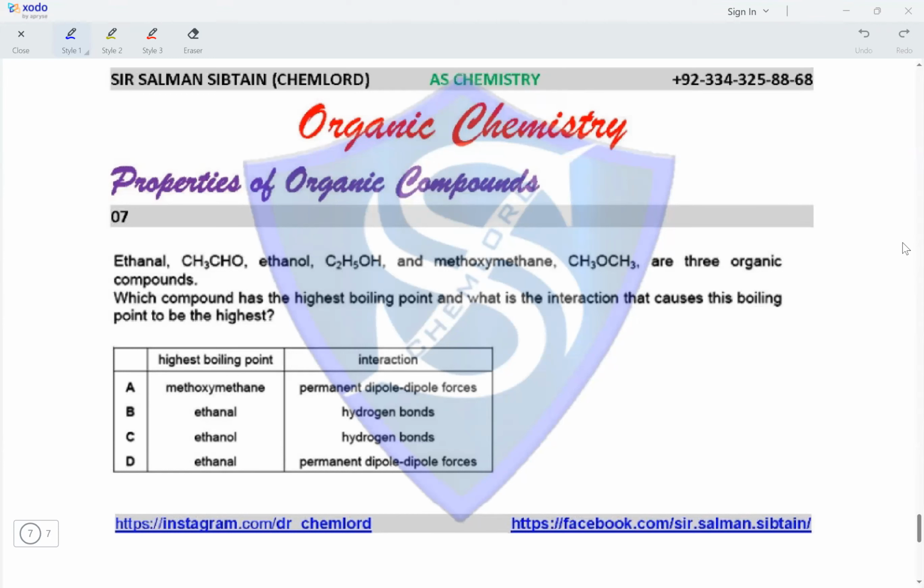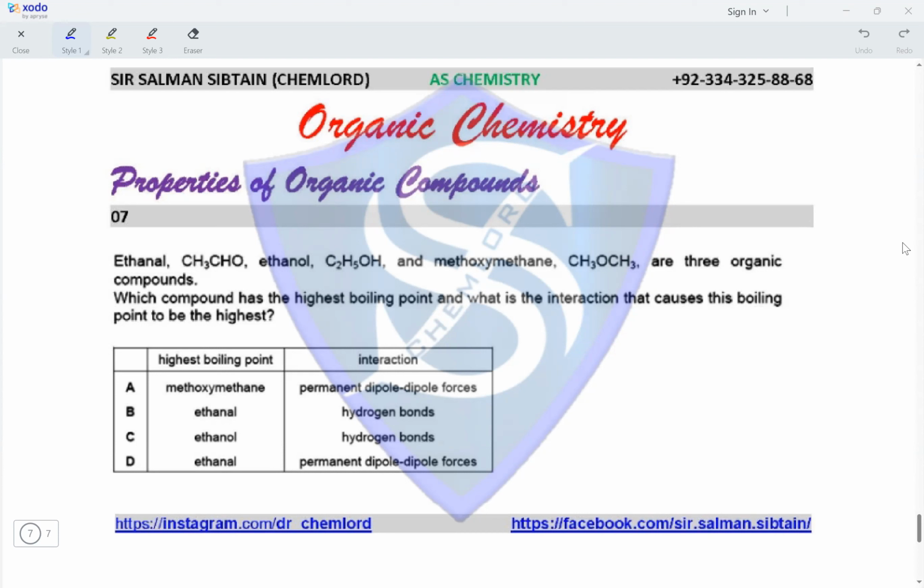Question 7. Ethanal, CH3CHO, ethanol, C2H5OH, and methoxymethane, CH3OCH3, are three organic compounds. Which compound has the highest boiling point, and what is the interaction that causes the boiling point to be the highest? So ethanal has permanent dipole-dipole attractions present. Ethanol will have hydrogen bonding present, and methoxymethane would have London dispersion forces present.